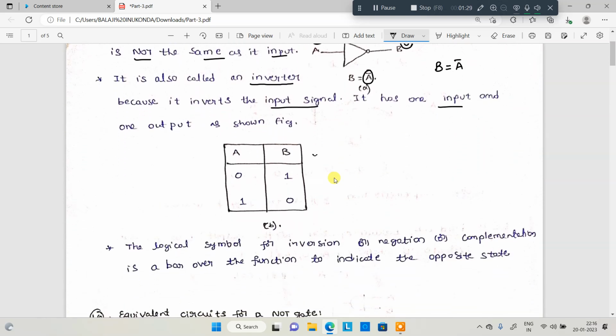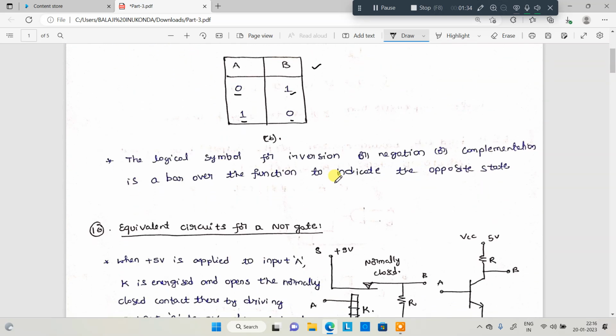This is the truth table for the NOT gate: 0 gives 1, and 1 gives 0. The logical symbol for inversion, negation or complementation is a bar over a function, and it indicates the opposite state. That means in B is equal to A bar, this bar represents inversion or negation or complementation. For example, 0 bar is nothing but 1, it is the opposite.